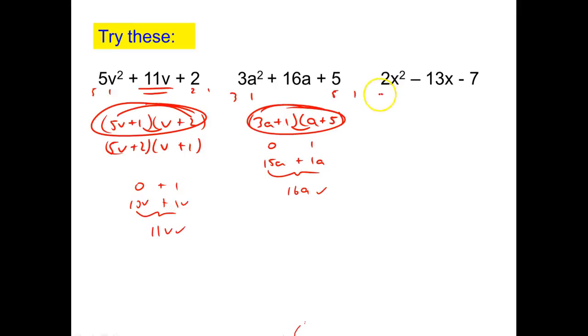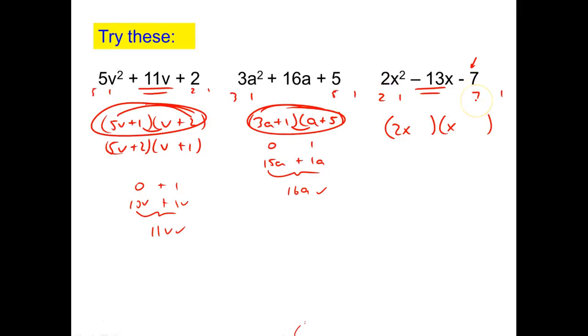Let's look at another. 2x and x, 7 and 1. A little complicated though because we have a negative 7. So that means we're going to have one positive term and one negative term in the back. 2x and x. So I have to decide where the 7 and the 1 goes and which one's positive and which one's negative. Well, if I'm trying to get to negative 13, which combinations get me close?